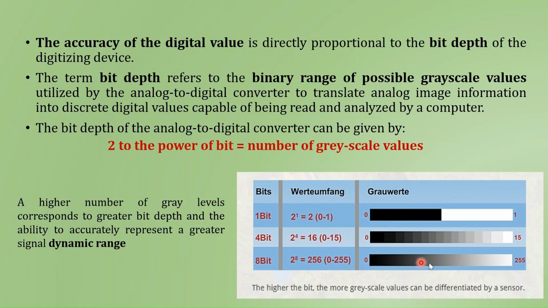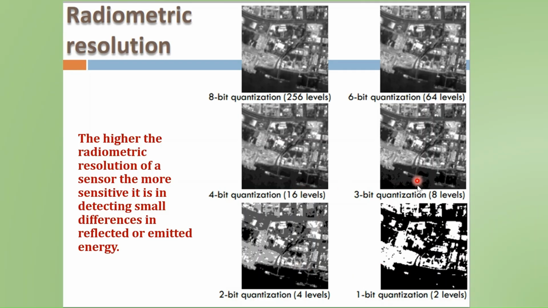Now we are having a total of 256 shades, where 0 represents complete absorbance and 255 shows complete reflectance. Here is a comparison from 1-bit quantization to 8-bit quantization. We can see that in 1-bit we have only two contrasts, black and white, but as we increase the number of bits, the shades increase and also the amount of information acquired by the sensor increases.